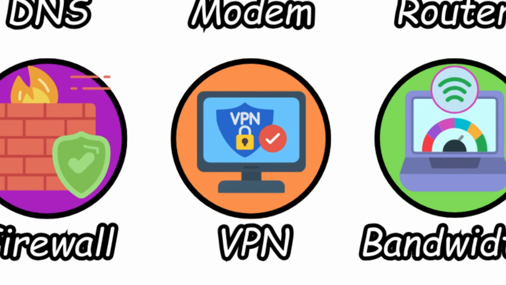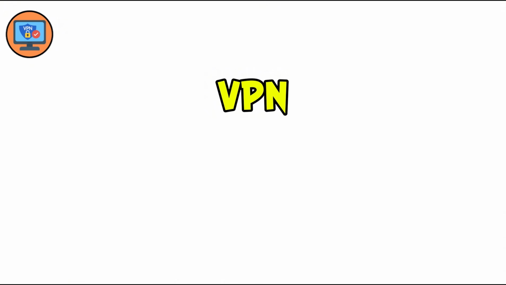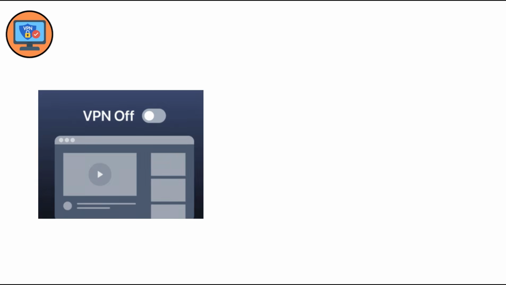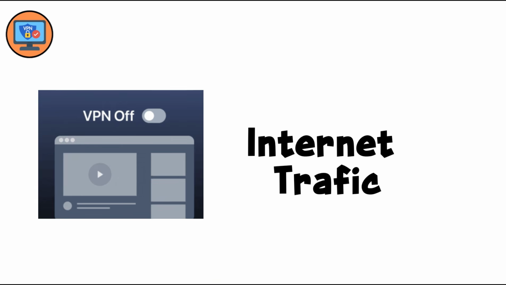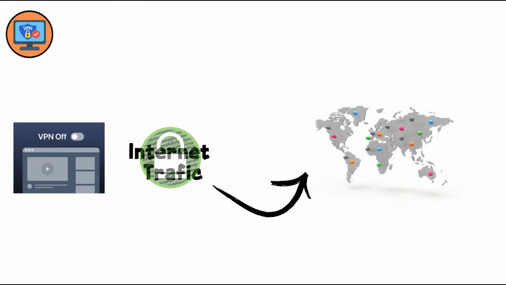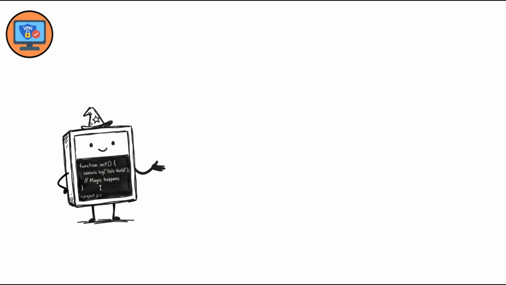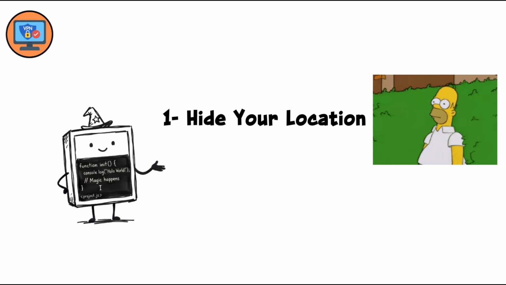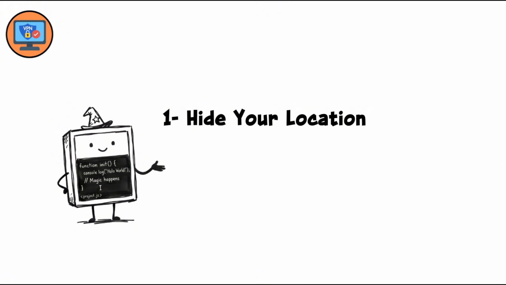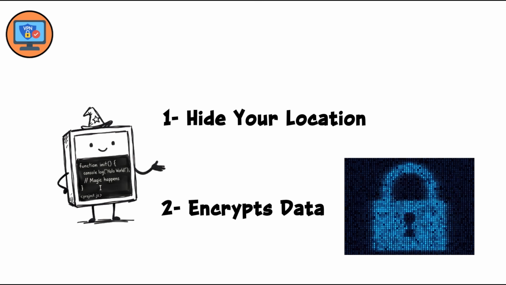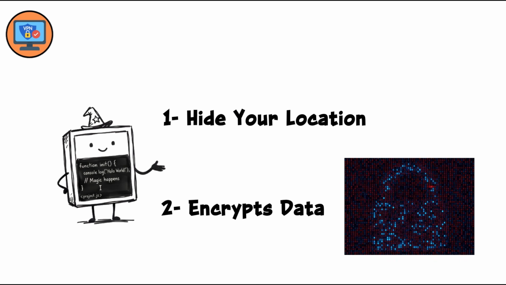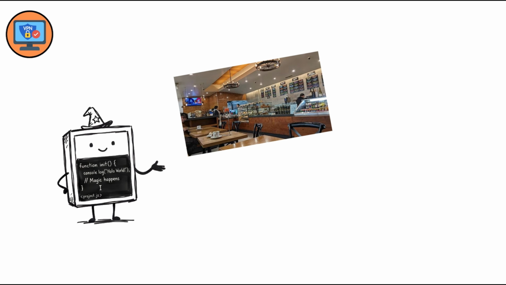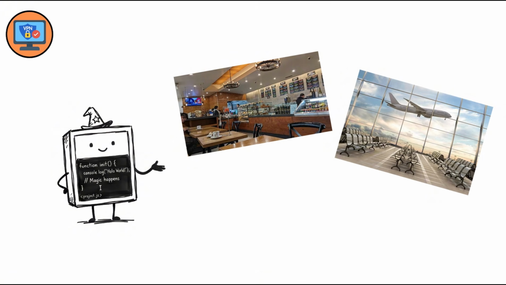VPN. VPN stands for Virtual Private Network. When you connect to a VPN, your internet traffic gets encrypted and routed through a server in another location before reaching its destination. This does two things. First, it hides your real IP address from websites and services, replacing it with the IP of the VPN server. Second, it encrypts your data, which matters a lot when you're connected to a public Wi-Fi network at a cafe or airport where someone could otherwise intercept your traffic fairly easily.